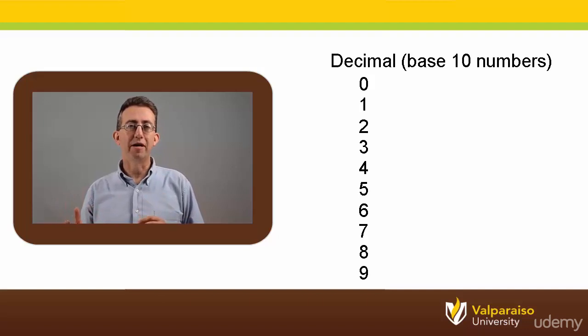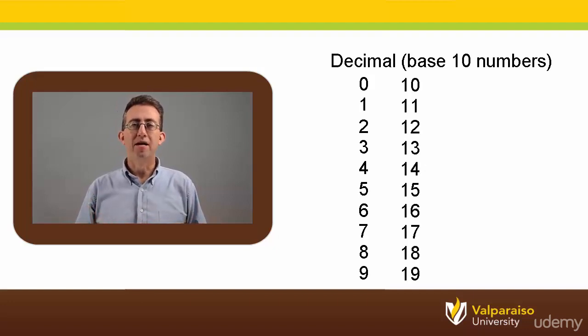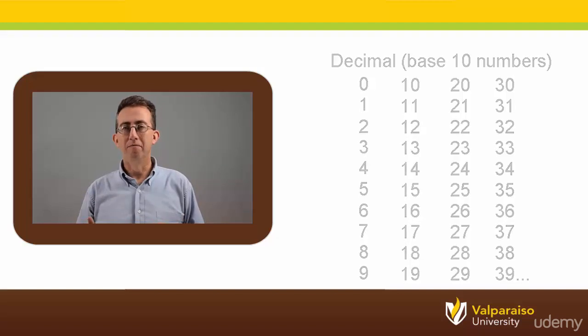However, after 9 we run out of digits, and when this happens, we put a 1 in the tens place and a 0 in the ones place and get to the number 10. Then we keep the 1 in the tens place and change the number in the ones place, counting from 10 to 19, and the pattern repeats.